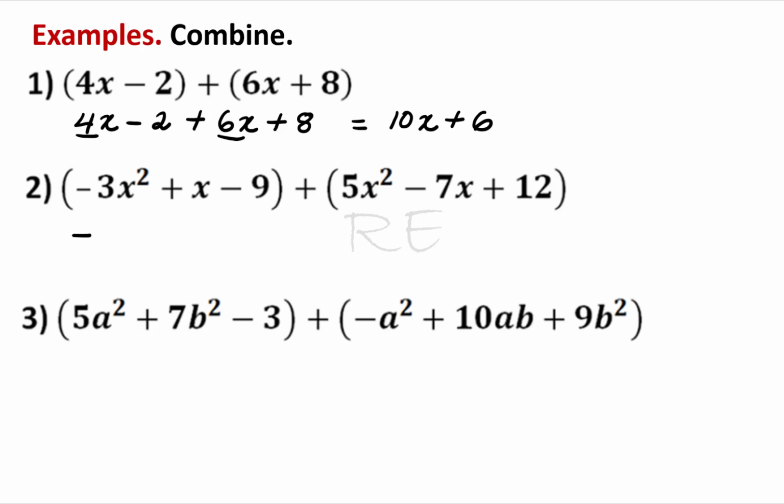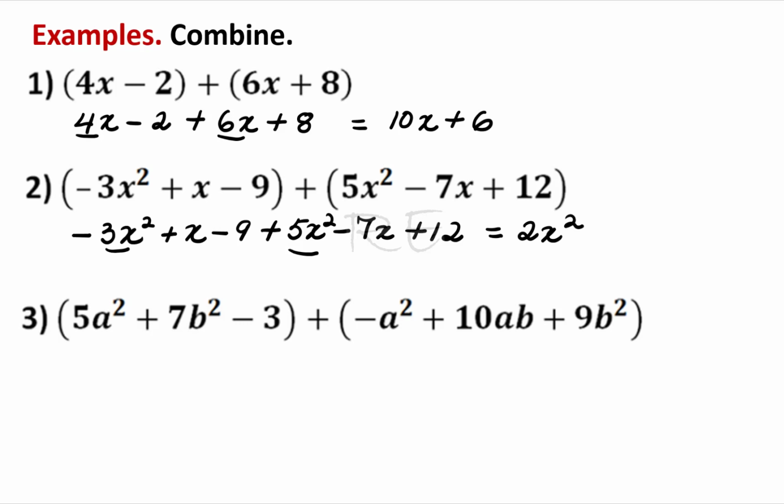No sign or plus sign, we can drop the parentheses. Let's drop the parentheses. Negative 3x squared plus x minus 9 plus 5x squared minus 7x plus 12. Negative 3x squared plus 5x squared, 2x squared. x minus 7x, negative 6x. And negative 9 plus 12, positive 3.